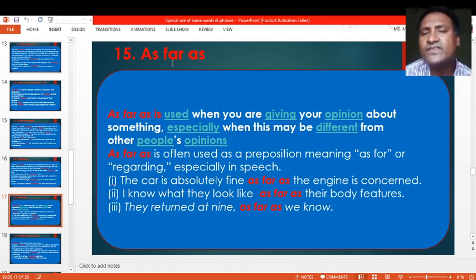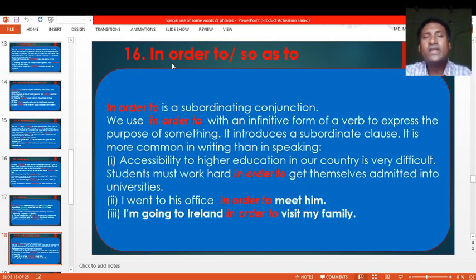The car is absolutely fine as far as the engine is concerned. I know what they look like as far as their body features. They return at 9 as far as we know. Hope that these examples will cover you to understand "as far as."